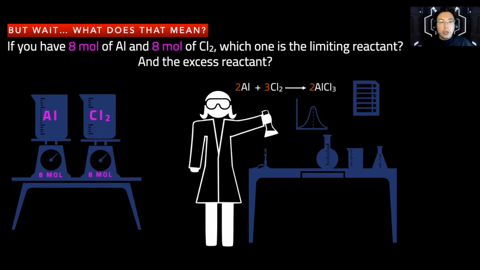So let's see the question in here. It says, if you have 8 moles of aluminum and 8 moles of chlorine, which one is the limiting reactant? So this is the first step on identifying, so we can later work in stoichiometry, right?